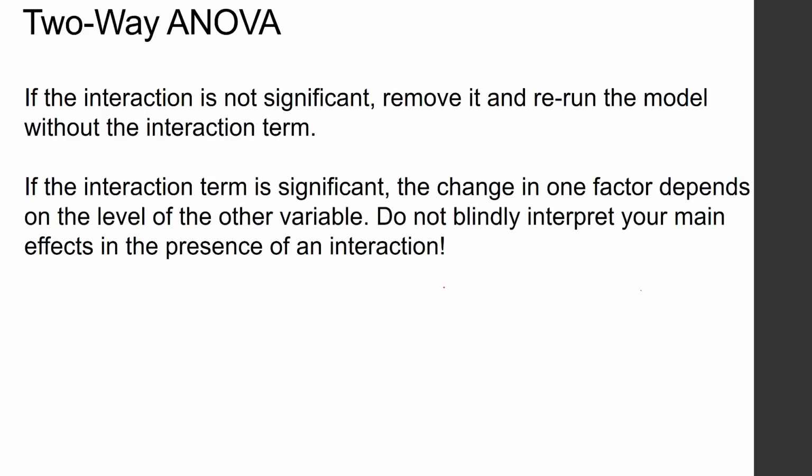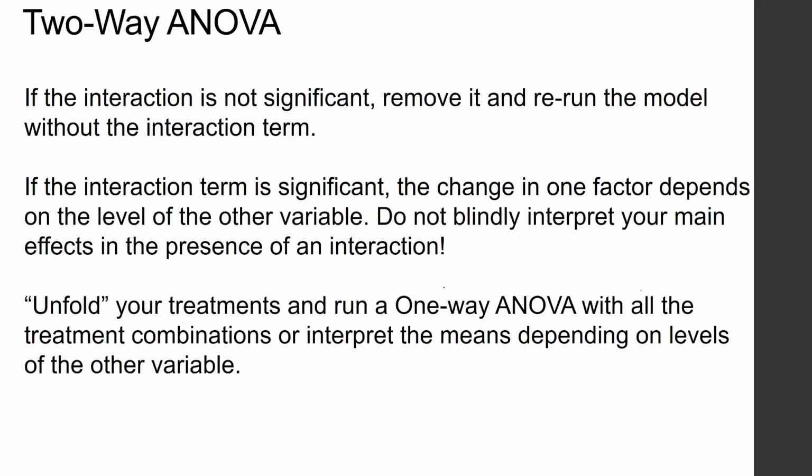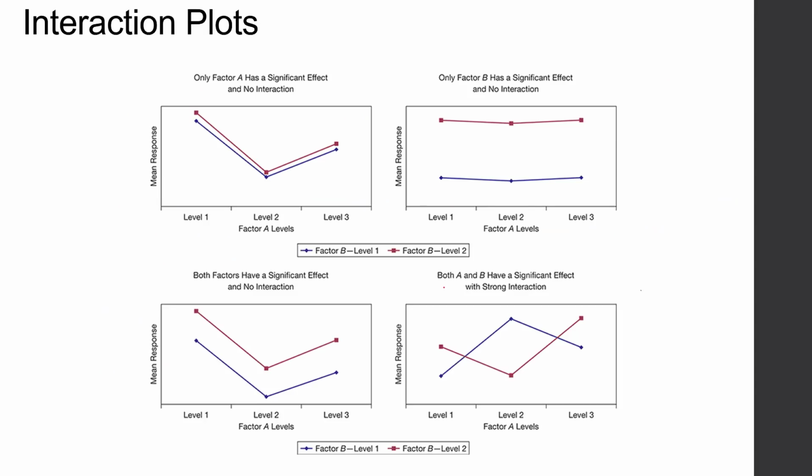If the interaction term is significant, the change in one factor depends on the level of the other variable. Do not blindly interpret your main effects in the presence of an interaction. You could unfold your treatments and run a one-way ANOVA with all the treatment combinations as a single categorical predictor, or interpret the means depending on levels of the other variable.